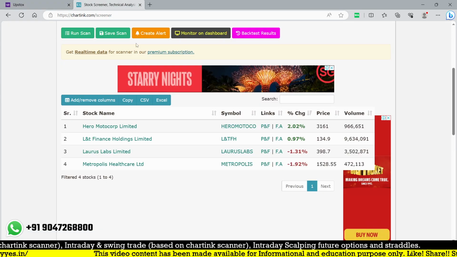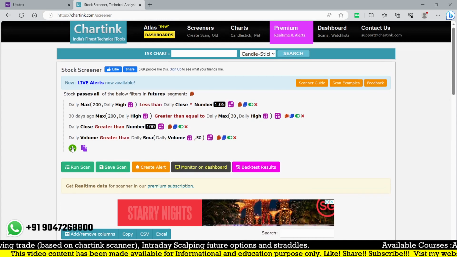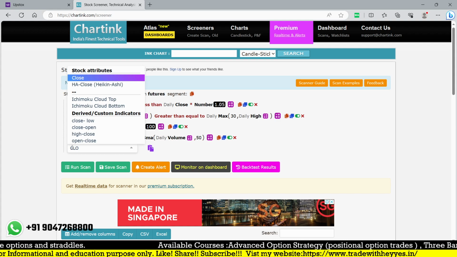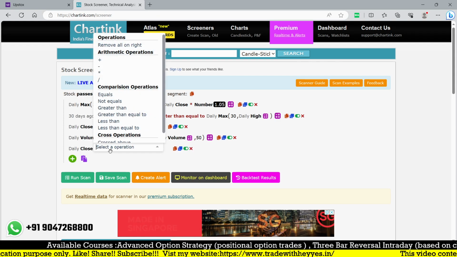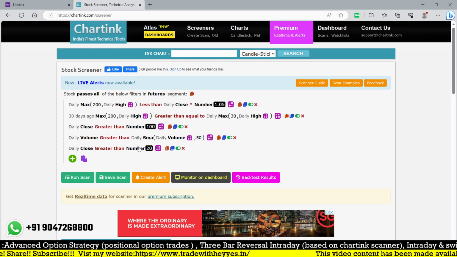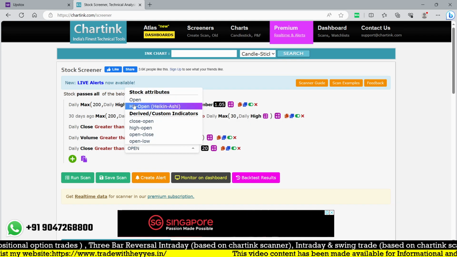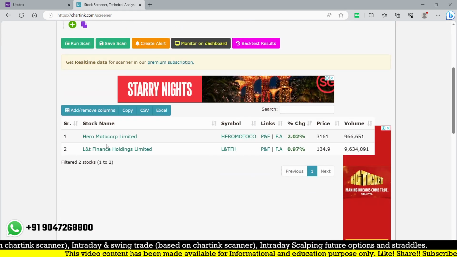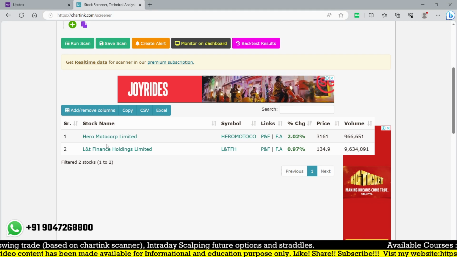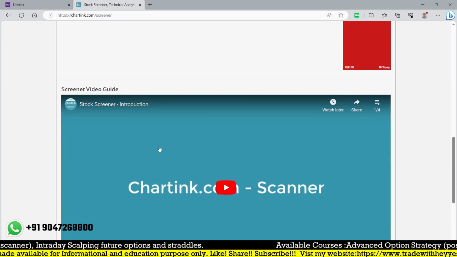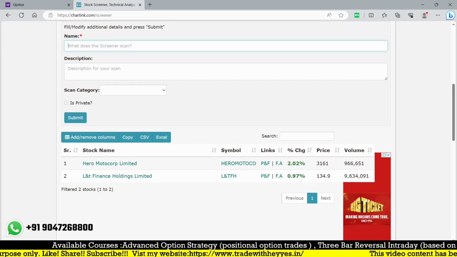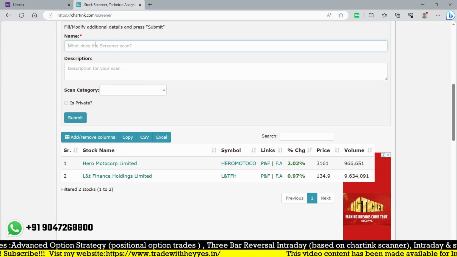So simply we can use the latest close greater than open. This condition will filter out stocks where the open is higher than the close, so we get only positive stocks. So we will find only Hero Motor and L&T Finance Holding, and we avoid the negative stocks. So better, I can save the scan for positive breakout or potential breakout stocks.